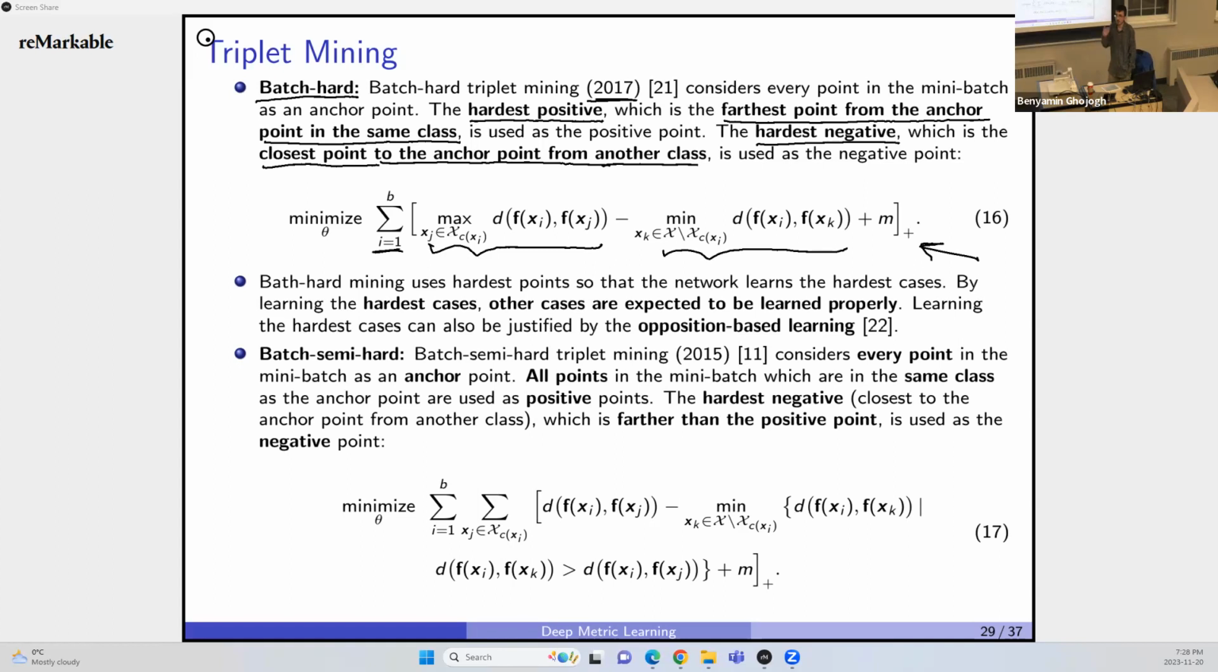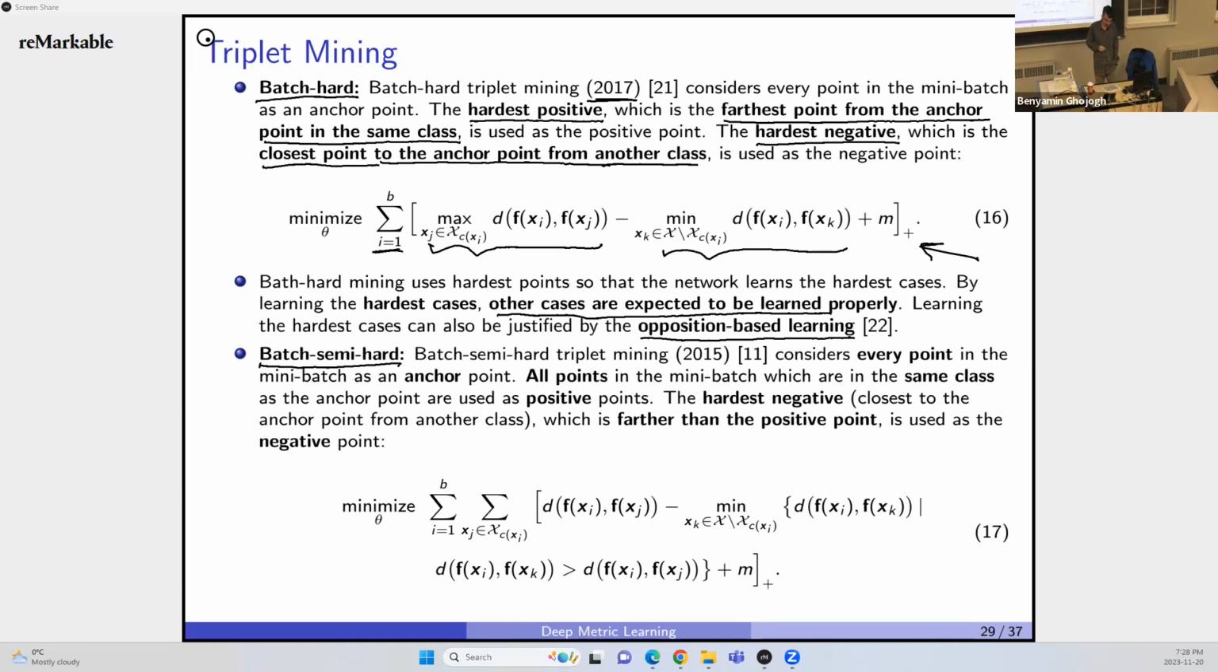So why does it make sense to do that? Because they say let's take it hard on the network. If it can learn the hardest cases, it is expected to cover other cases too, right? When you take it hard on your neural network, it will learn the easy cases as well. This is the intuition behind that. This is also related to opposition-based learning. Opposition-based learning basically says whatever you learn, you learn its opposite as well. It was proposed by Hamid Tizhoosh, who was a professor at U Waterloo, but he left and he's in the US now. Okay.